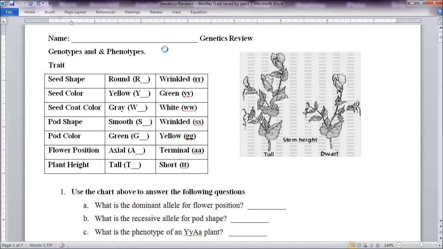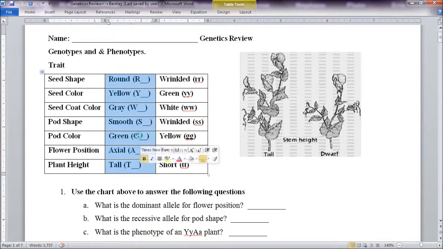So to start off with, we have this graph up at the top that is showing a seed shape, seed color, in other words, traits. And next to it, we have our dominant symbols for the dominant genes, or also called alleles. So the dominant gene for round seed shapes is capital R, while the recessive allele is lowercase r.